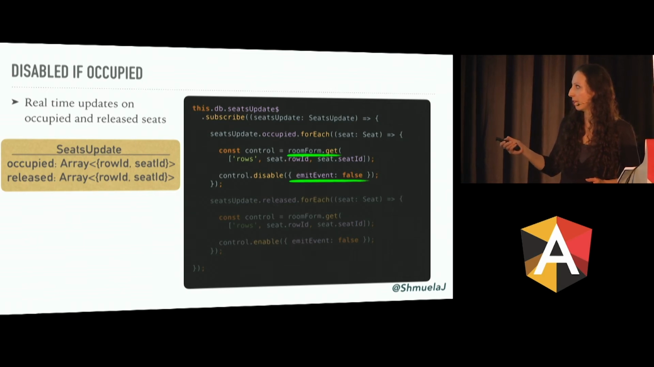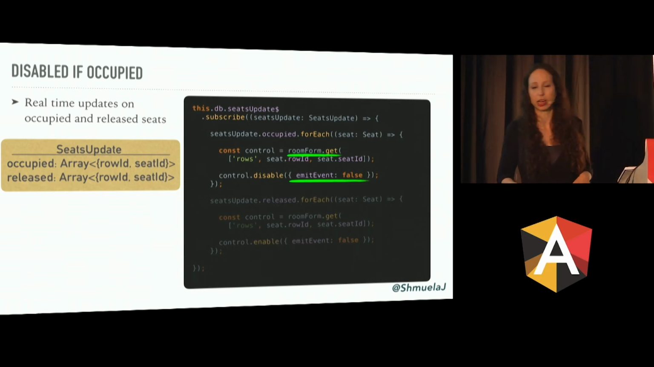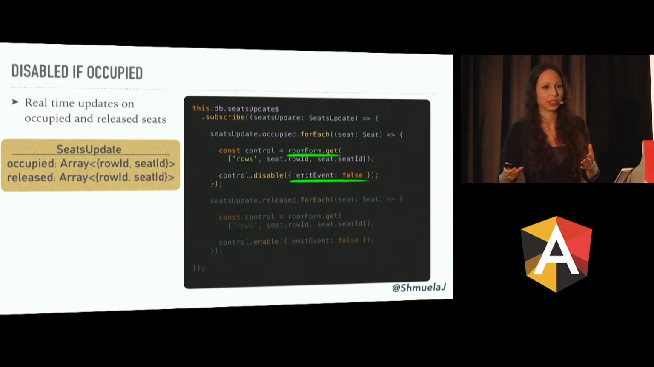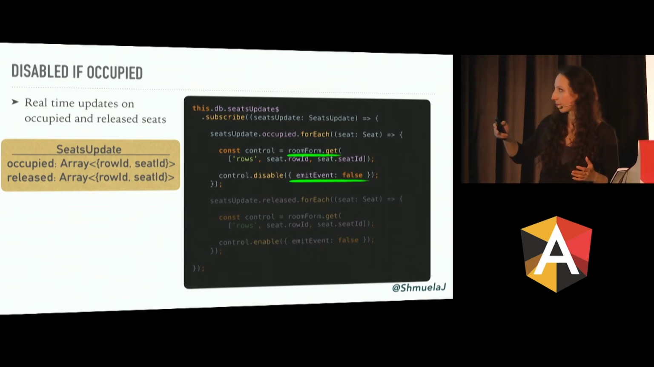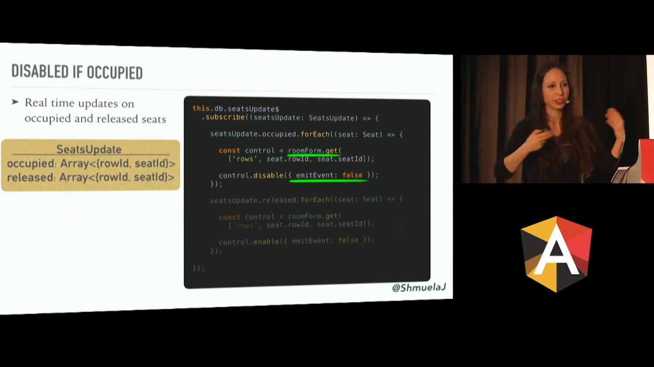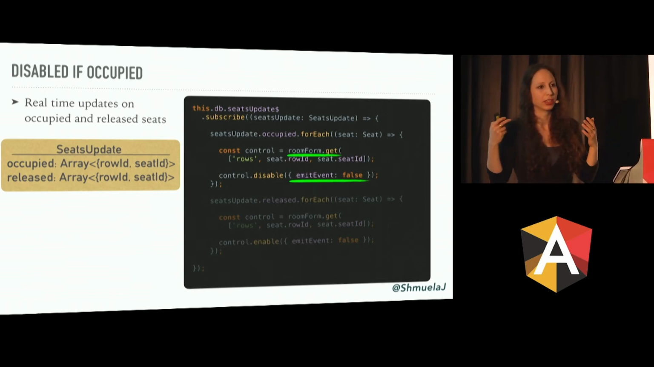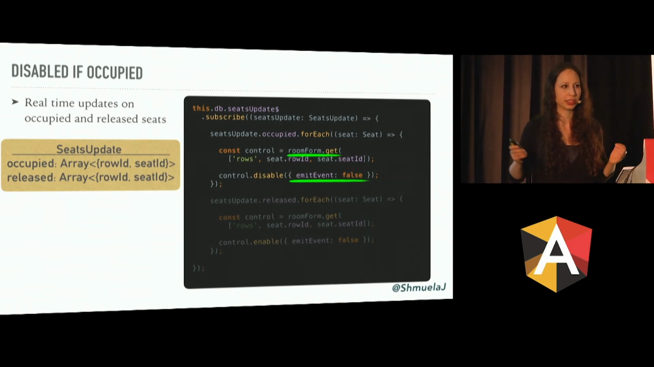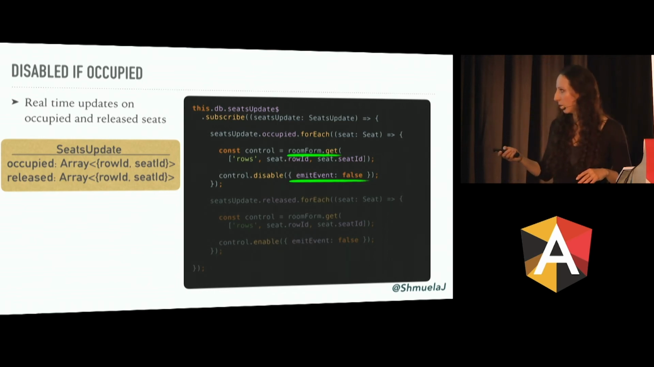Now, I'm emitting an event here. Sorry, I'm not emitting the event. Usually it will emit an event that the value has changed, and then it will do the whole validation and everything. But in this case, I will show you later why, I don't want to emit an event. This is something internal, and I just want to disable it, and that's it. The same thing, I'm going over the released ones and doing the same thing.